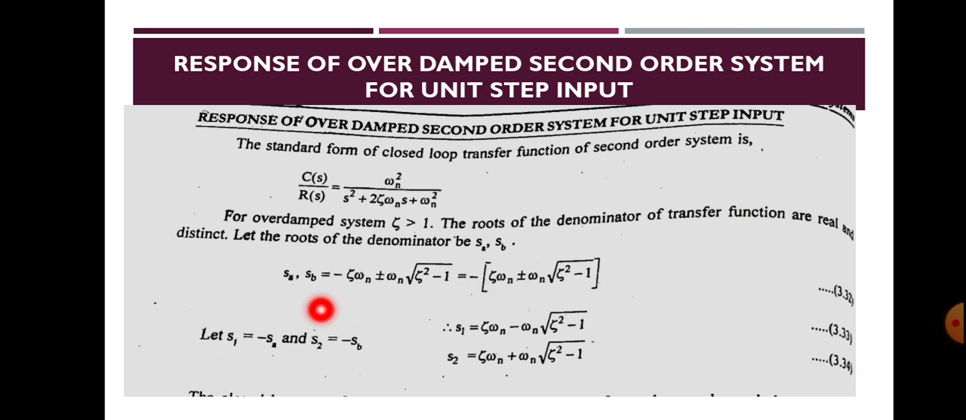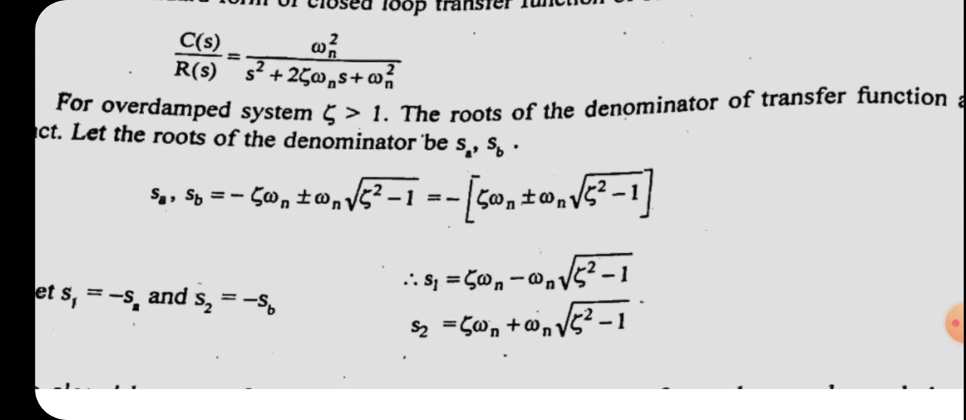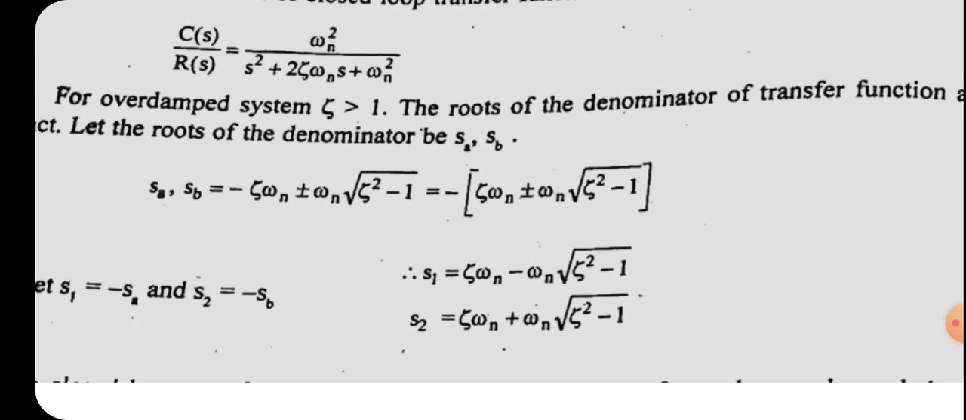That is the equation. So SA and SB are negative, so we can let S1 equal to minus SA and S2 equal to minus SB. Then we can write S1 will be equal to delta omega n minus omega n into square root of delta square minus 1, and S2 will be equal to delta omega n plus omega n into square root of delta square minus 1. This is just for avoiding the negative sign, that we are taking in the form S1 equal to minus SA and S2 equal to minus SB.